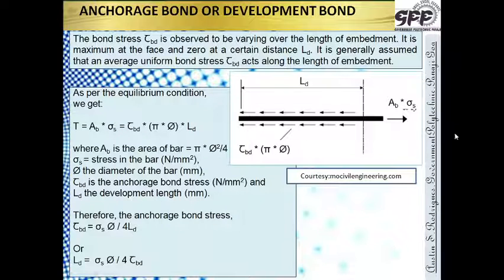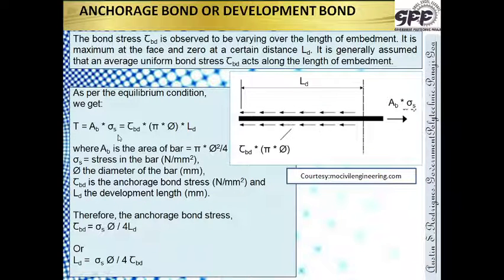Now as per the equilibrium condition, whatever is the force of pull over here should be equal to the force of resistance. The force of pull outside is the area of the bar multiplied by the stress in the bar. The stress in the bar is sigma s, area of the bar is AB. Now that is resisted by the skin or the perimeter or the surface of the bars. So that is the stress multiplied by the perimeter over the length LD.